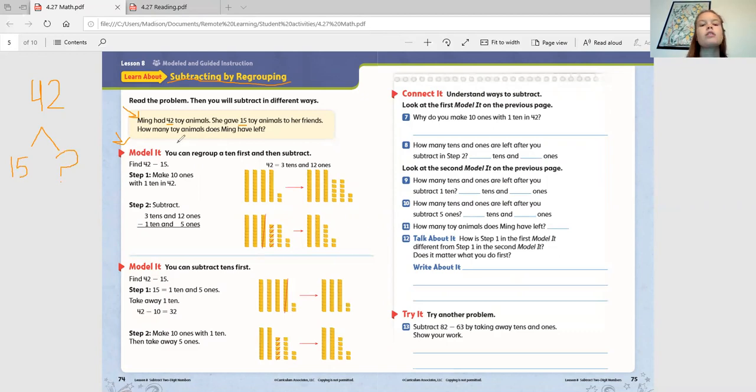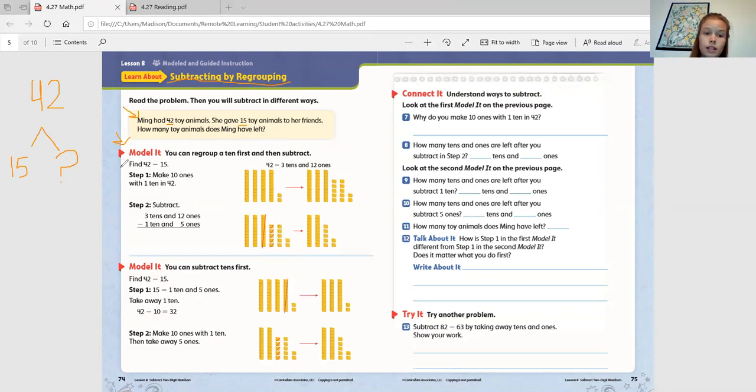Okay, so when we first looked at it, we drew it up. We're going to draw the whole number because you're drawing the big number, and then you're taking away part of it and finding out what's left. So we're going to draw the big number. So we're going to have 10, 20, 30, 40, 41, 42. All right, so we have 42.